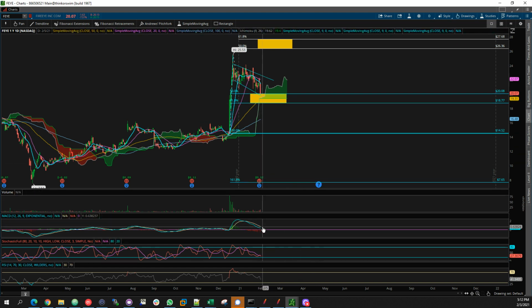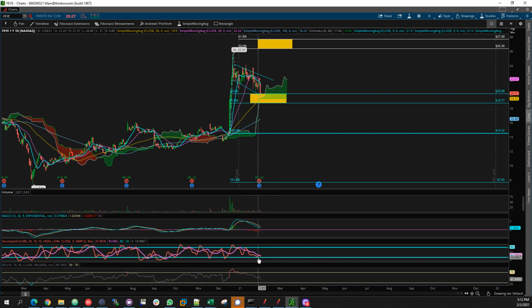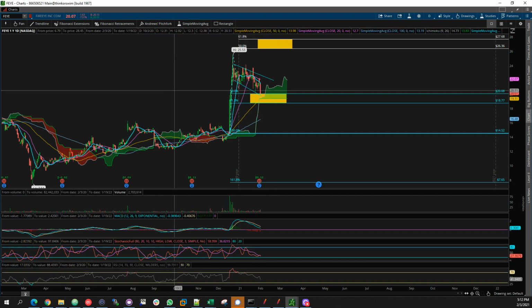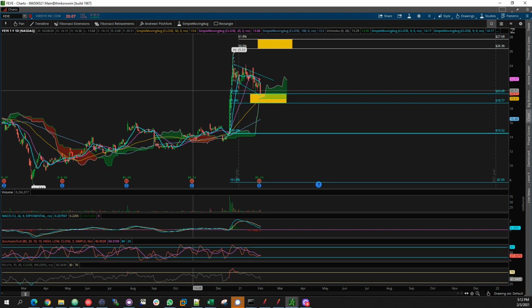Also, the MACD is definitely not ready. You have to give it two to three weeks. It's going into oversold territory. I have to hold this. I would hold off saying anything because it could be flagging for another huge upside.